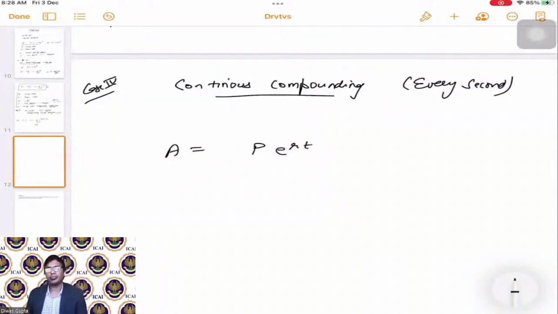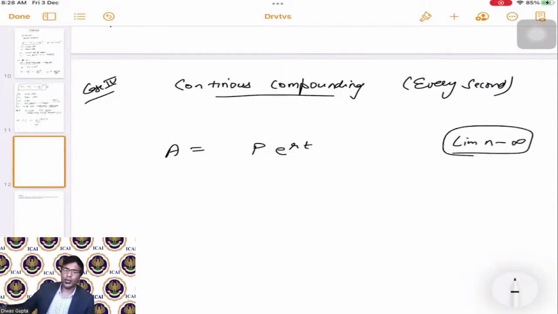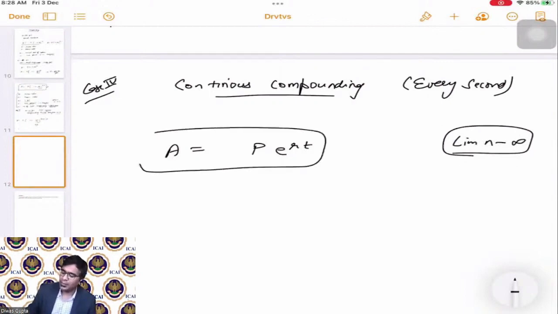Simple. There is a derivation of this also, which we will not be covering in the class, because in that there is a use of limit, n tends to infinity and all those things that we are not going to cover. But this is just a formula that we have to remember. In this, A is equal to future value. Future value means the value that is going to be in future. P is equal to present value, today's value.